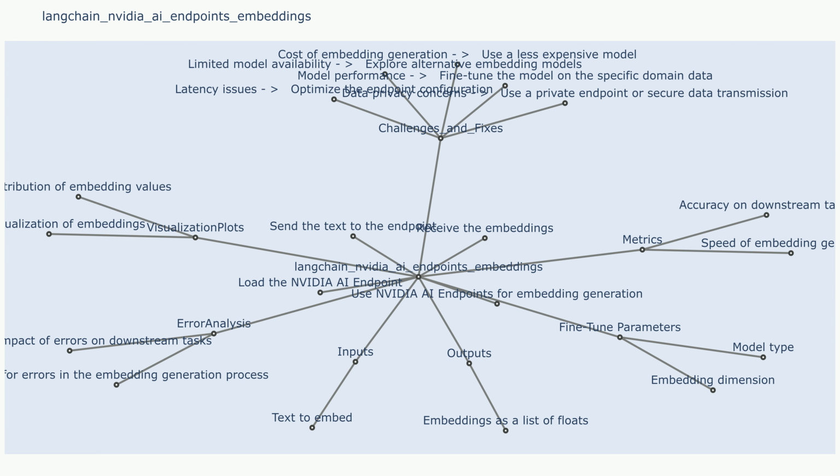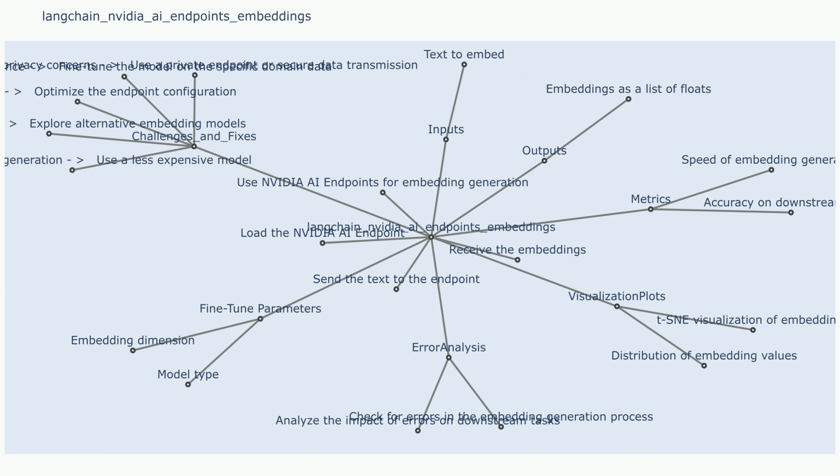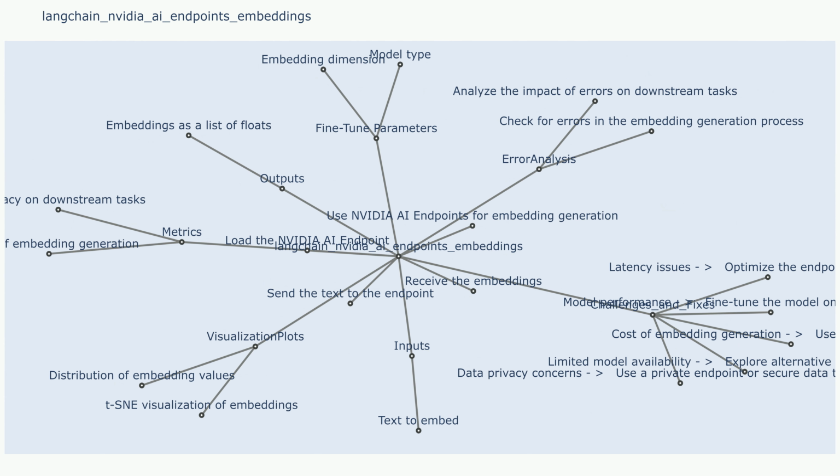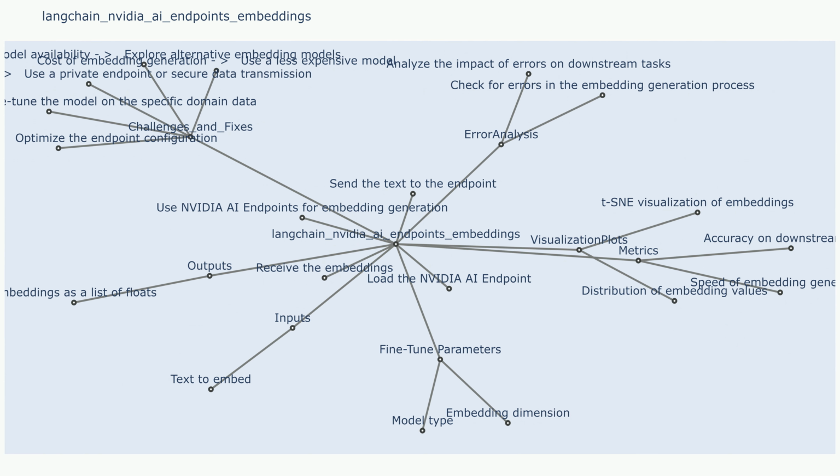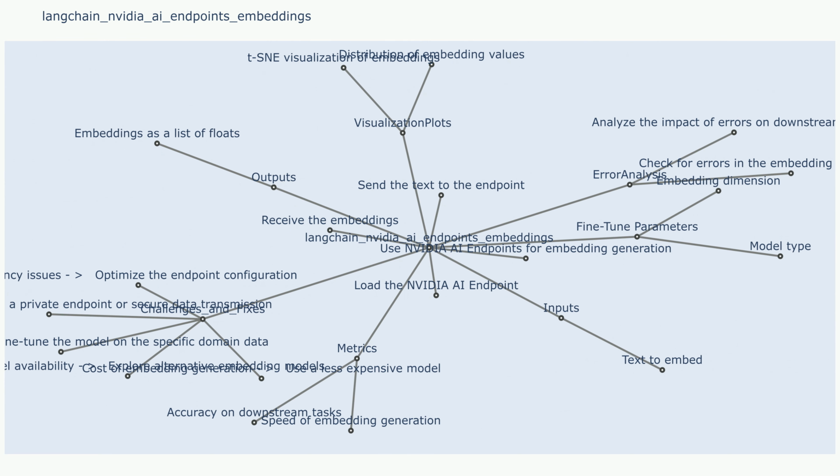Fine-tune parameters. Model selection: users can choose from a variety of pre-trained embedding models available on NVIDIA AI endpoints or even fine-tune their own models for specific domains or tasks. Batch size: this parameter determines the number of texts processed simultaneously by the embedding model, which can impact the speed and memory usage. Uncertainty methods. Confidence scores: some embedding models may provide confidence scores for each dimension of the generated embedding vector, indicating the model's confidence in the assigned values.